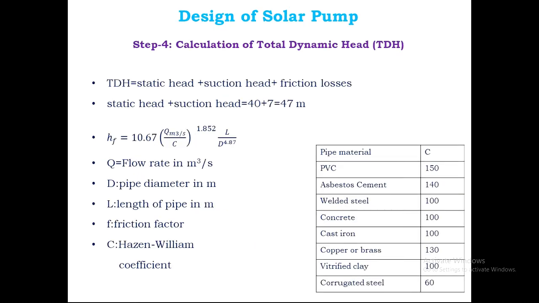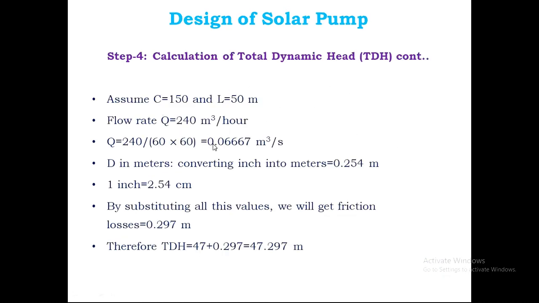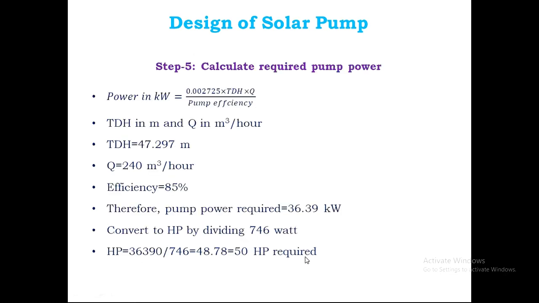The Hazen-Williams coefficient value depends on the pipe material. We have the specification like for PVC material it is 150, for asbestos cement it is 140, for welded steel it is 100. I am assuming my pipe material is PVC, so I will choose C equal to 150. Right. So after substituting this, you will get 0.297. Therefore, total head equal to 47.297.